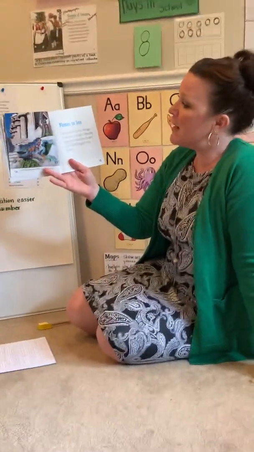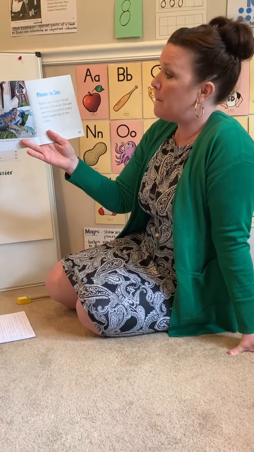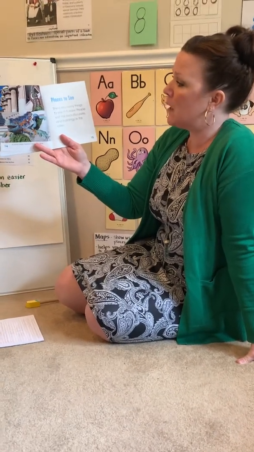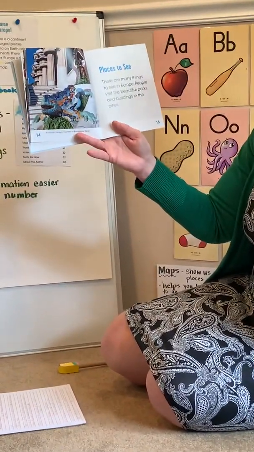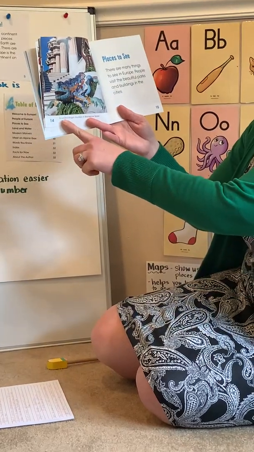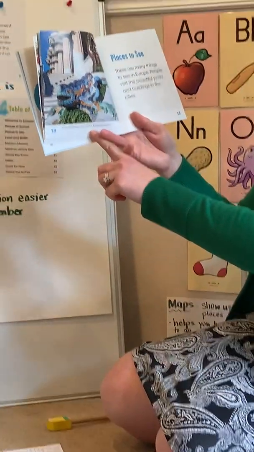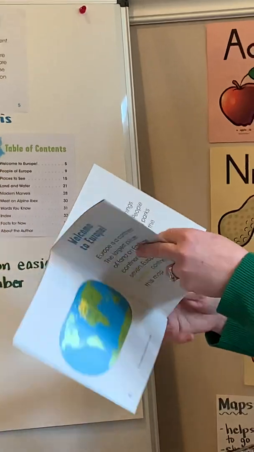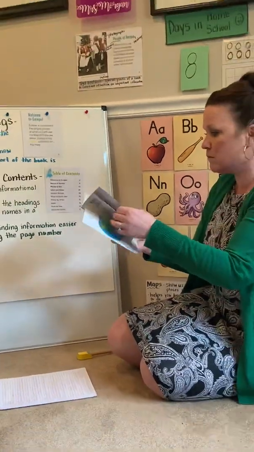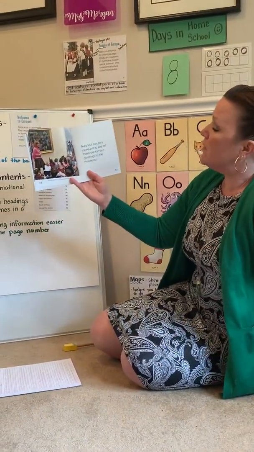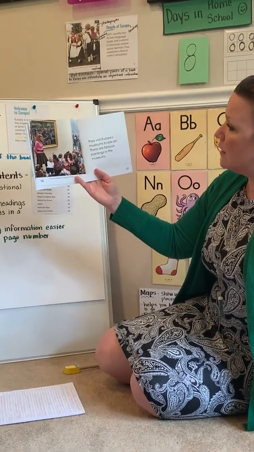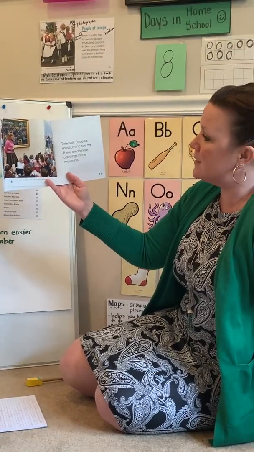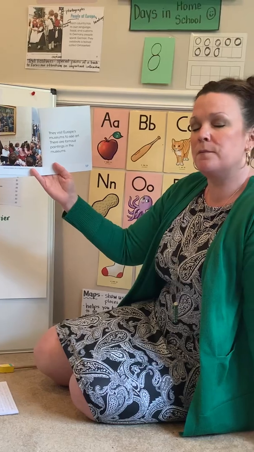There are many things to see in Europe. People visit the beautiful parks and buildings in the cities. This caption tells us about this colorful dragon fountain in Barcelona, Spain. They visit Europe's museums to see art.